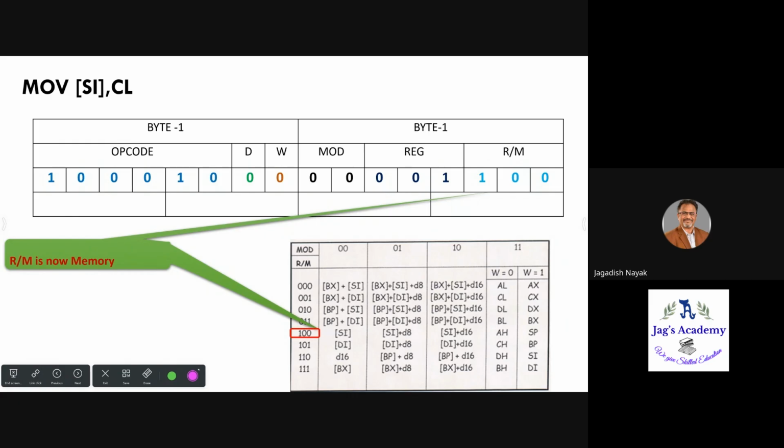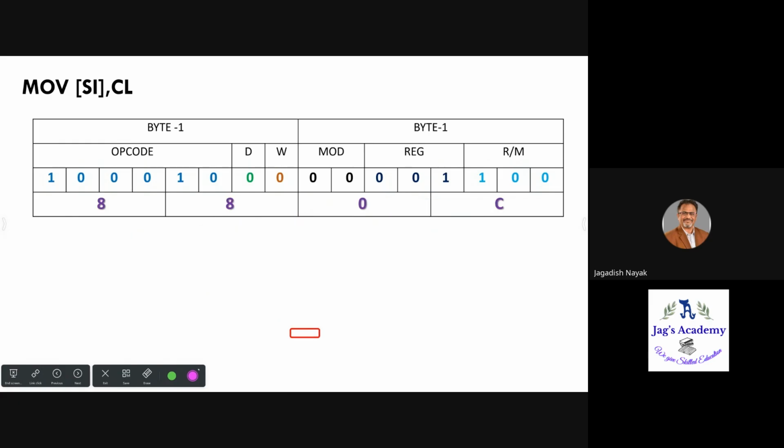Done. So your machine instruction is going to be 880C. No displacement. Displacement is not there because there's nothing as part of the instruction. Have you understood this? So that is how to convert it into machine instruction.